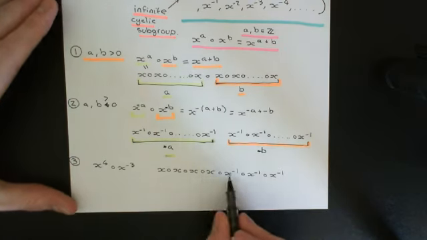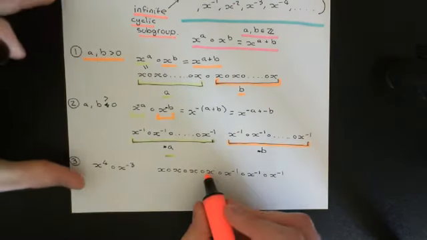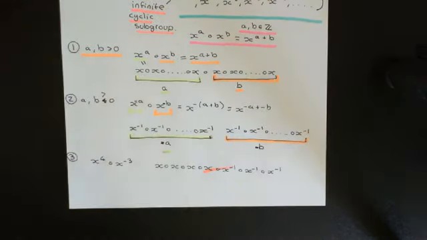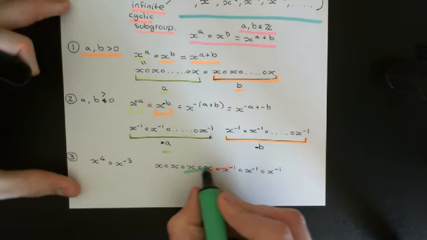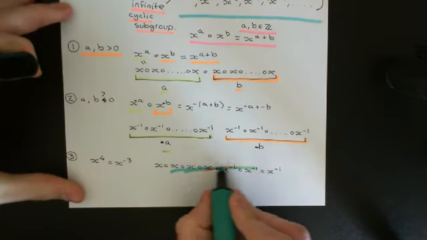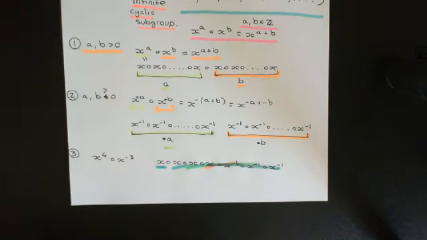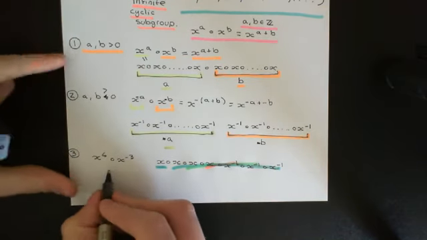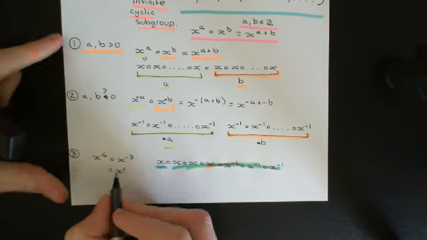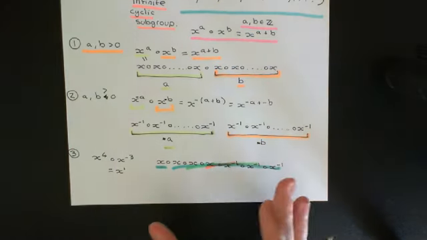Okay, and then what's going to happen is the x's are going to cancel with the x inverses. So you'll cancel this x with this x inverse, you'll cancel this x with this x inverse, and then you'll cancel this x with this x inverse, and then what are you left with now? You're left with 1 x left over. So that's just x to the power of 1. So hopefully you can see that what we have done is we've just added 4 to -3, basically. And this argument would generalize more.